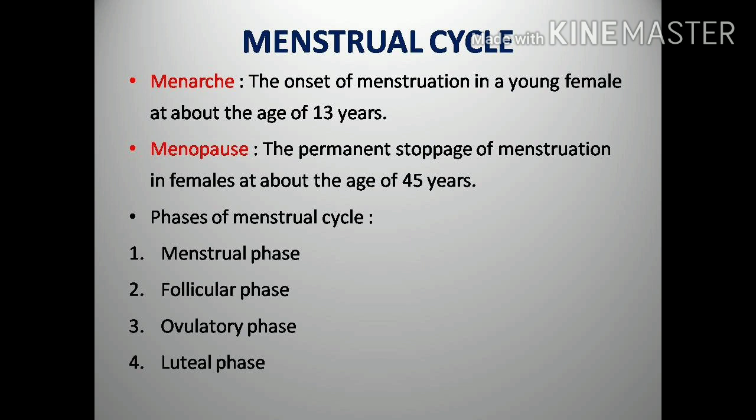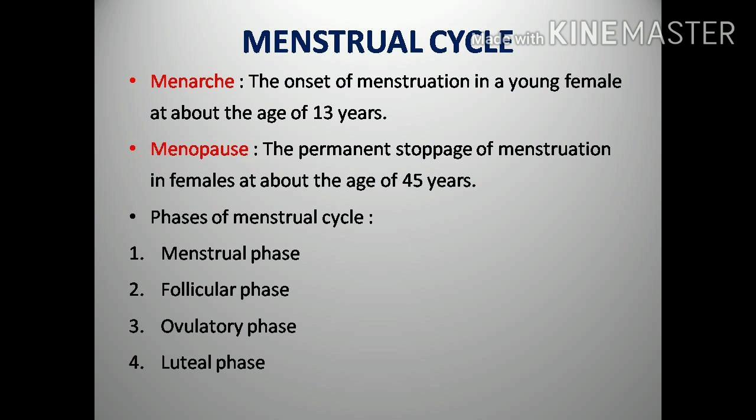The menstrual cycle continues from the day of the onset of the flow to the next onset after 28 days. There are four phases we can see: menstrual phase, follicular phase, ovulatory phase and luteal phase. First we can see the menstrual phase.